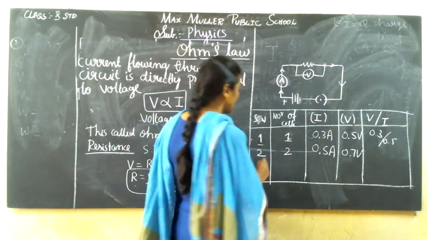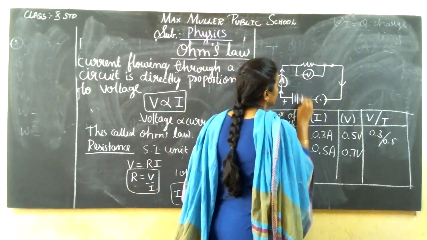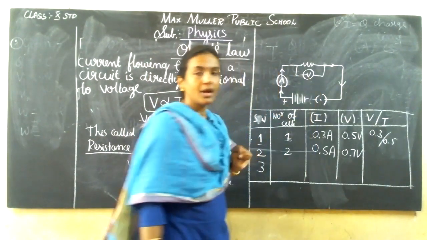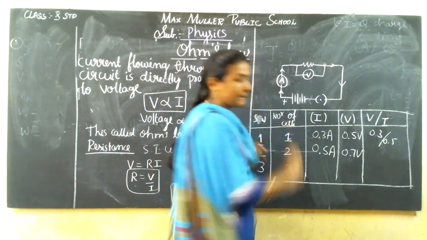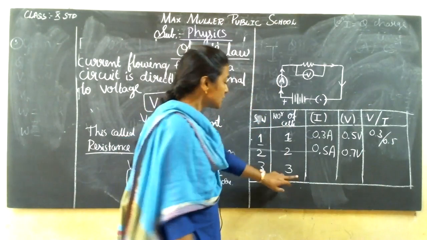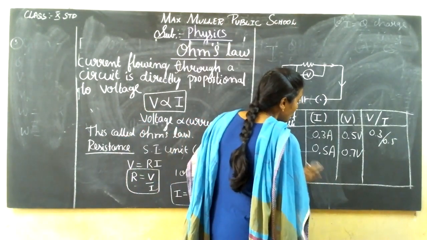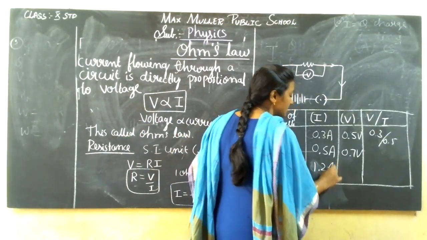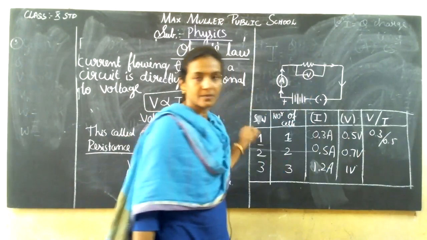Understood? The same thing you can repeat a third time also. Again you add one more battery to the circuit. So this is the third battery. When you add this third battery, you can observe that the current will be more, like 1.2 ampere, something like this, and the voltage is also more, 1 volt like this.